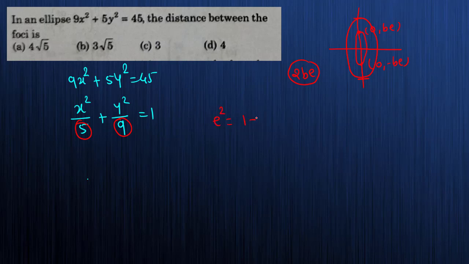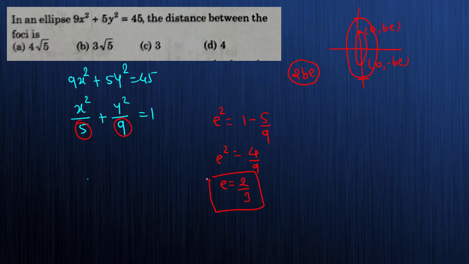It is 1 minus what, will you use 5 by 9 or 9 by 5? I want a value less than 1 here. So 5 by 9 is less than 1, which is nothing but 4 by 9. e square is equal to 4 by 9. So how much is e? It comes to 2 by 3.